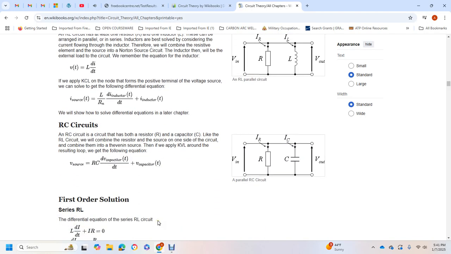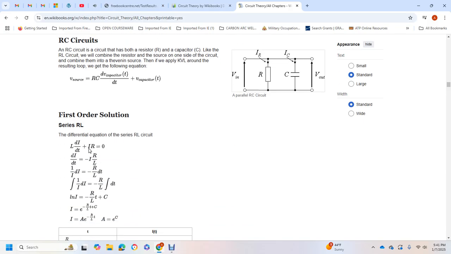The series resistor-capacitor circuit, like the RL circuit, combines the resistor and the capacitor with the voltage source on one side of the circuit. If we apply KVL around the resulting loop, we get the following equation: the voltage source is equal to the resistance times the capacitance times the derivative of the capacitor voltage with respect to time, plus the capacitor voltage.